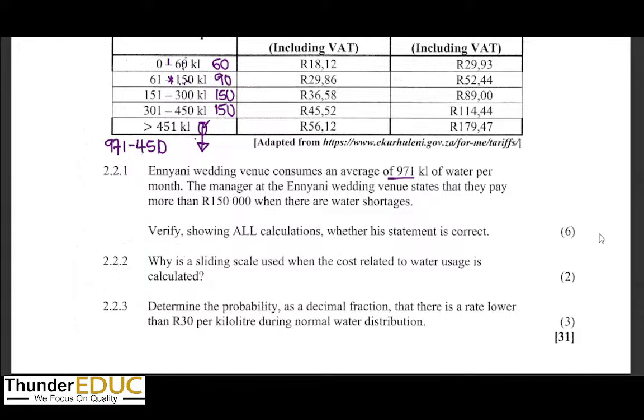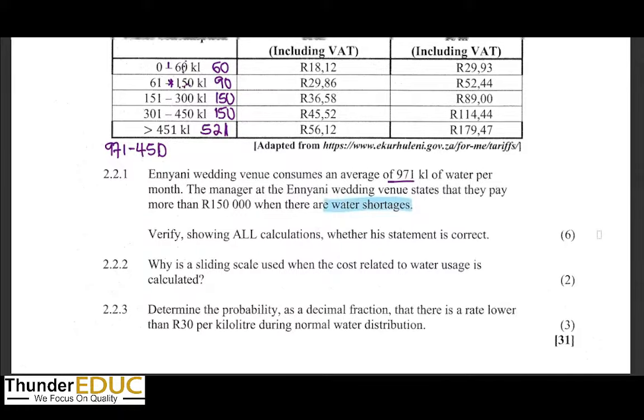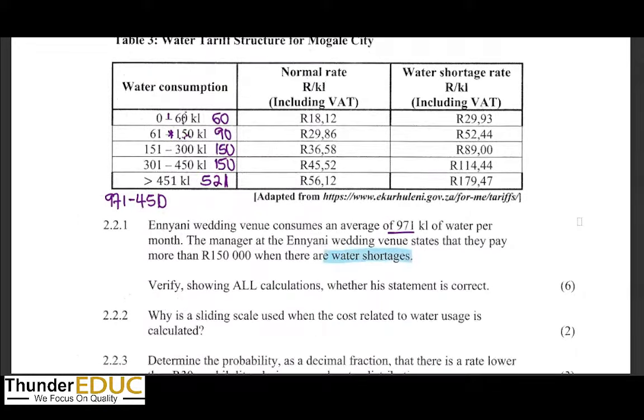What are we looking for? We are looking for the number of kiloliters that they have used in each bracket. Remember, each bracket takes its own amount. So take note, we are using water shortage, so we shall be on this other side of the table. This is the water shortage rate. This is what we're going to use to find out whether it's true or not.